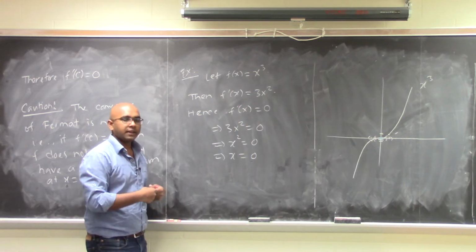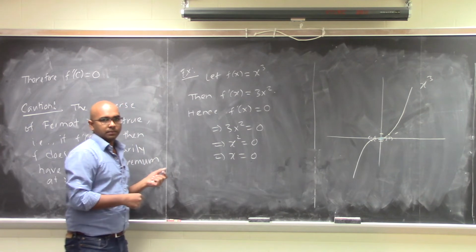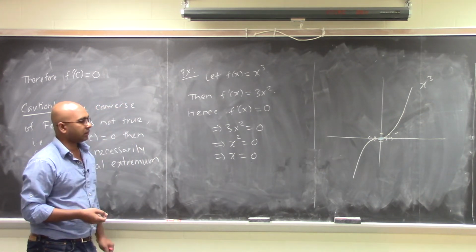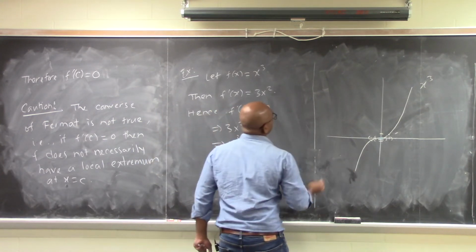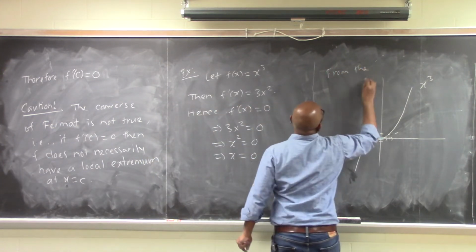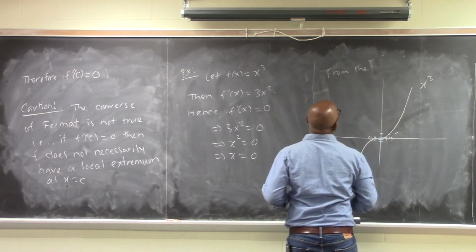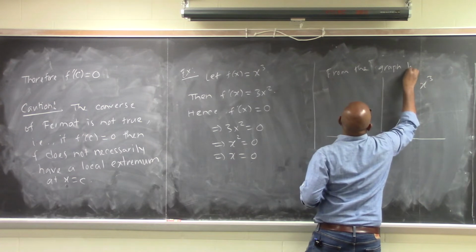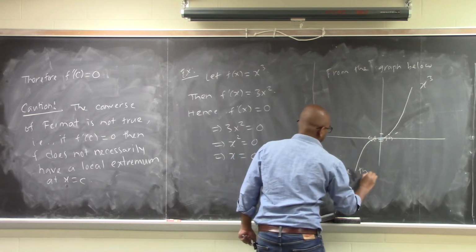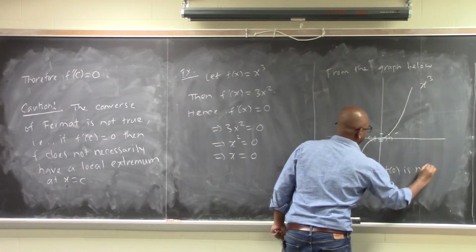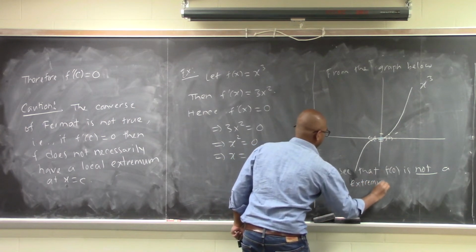So there will always be values close to 0 that will make outputs less than 0 and bigger than 0. So that means f of 0 is neither a local maximum nor a local minimum. Okay? So from the picture, or actually the graph below, what do we have? We see that f of 0 is not a local extremum. Okay?